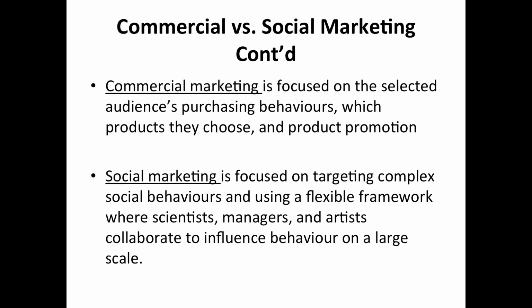Whereas commercial marketing is focused on the selected audience's purchasing behaviors, which products they choose, and product promotion, social marketing is a professional practice that relies on multiple scientific disciplines to create programs designed to influence human behavior on a large scale. It targets complex social behaviors to audiences who usually do not recognize a problem and are not seeking a solution. Successful social marketing campaigns are developed within a framework of inquiry where scientists, practitioners, and artists work collaboratively to develop a creative way to change behavior for social good.